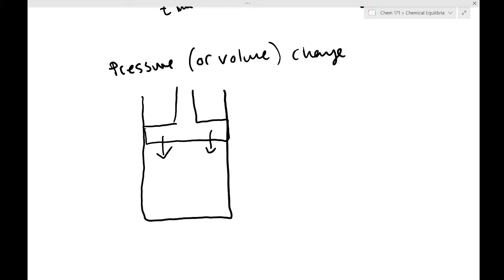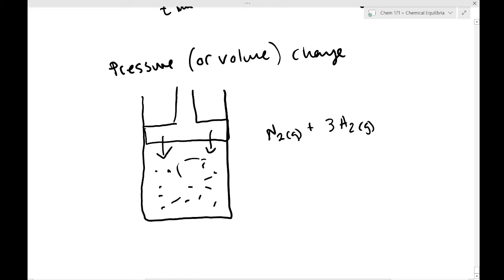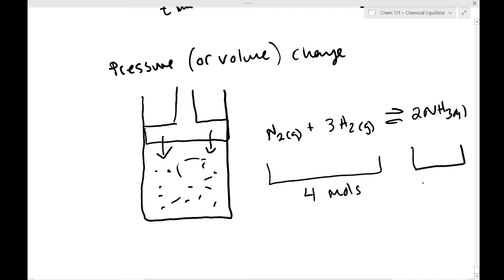So if we have some reaction that's happening down in this part of the vessel, let's say we have a reaction between nitrogen gas and hydrogen gas to produce ammonia gas. On this side of the equation, we have 4 moles total. And on this side of the equation, we have 2 moles total.